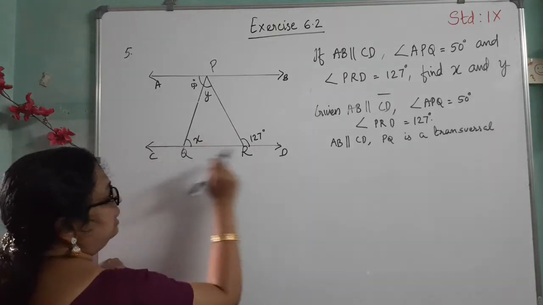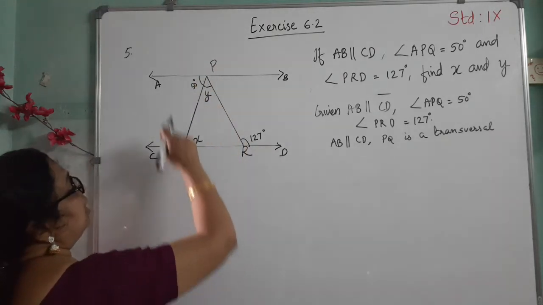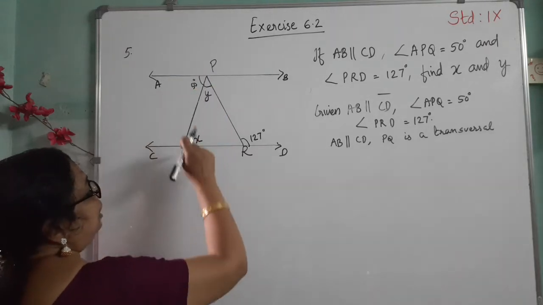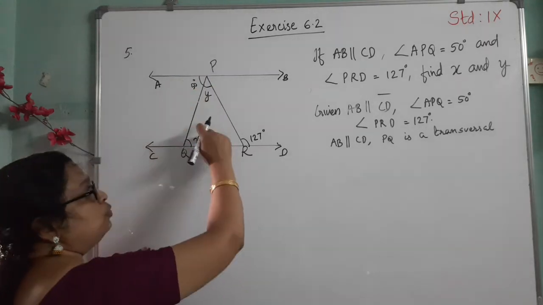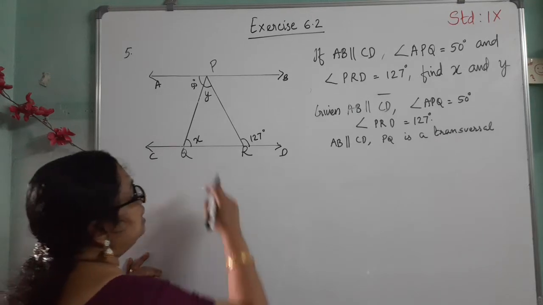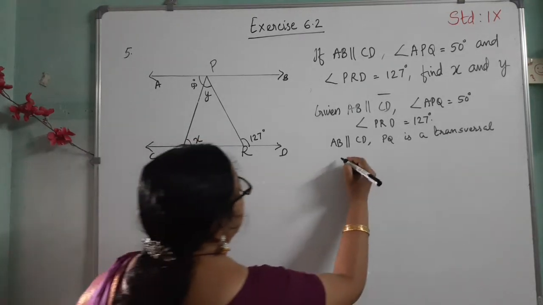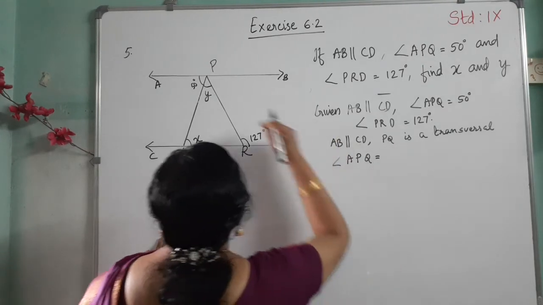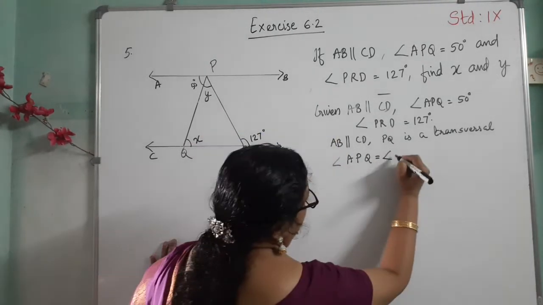When AB and CD are parallel, PQ is a transversal. Then angle APQ and angle PQR are alternate interior angles, and so they are equal. That is, angle APQ equals angle PQR.